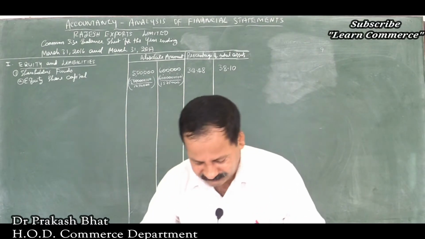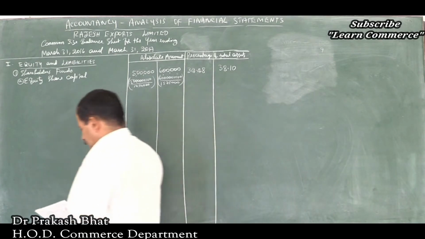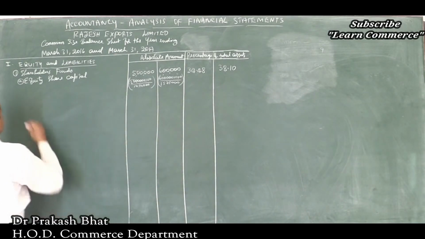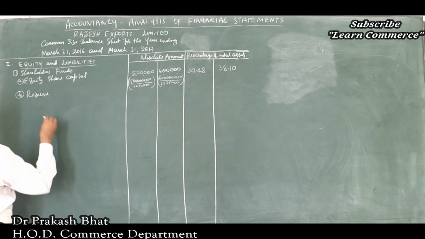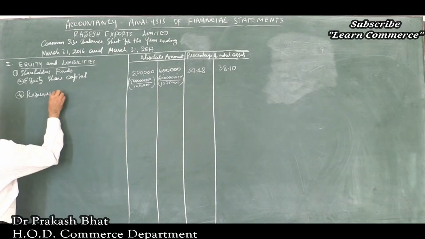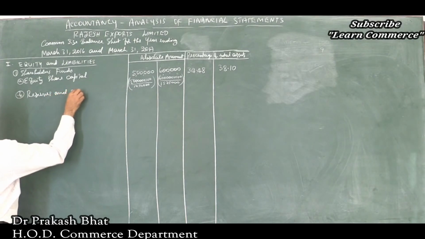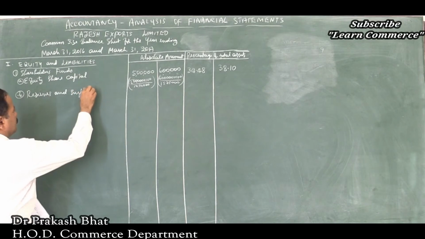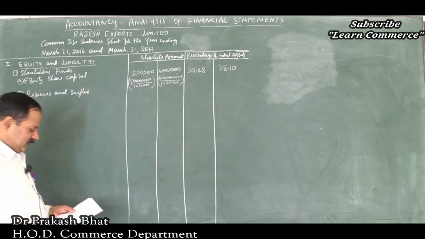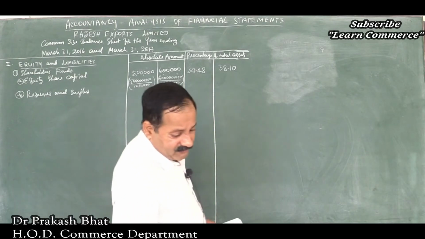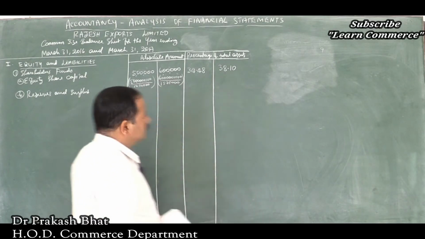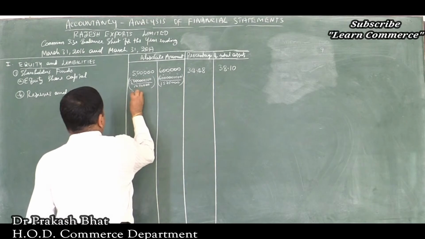Then reserves and surplus. Second one is B. Reserves and surplus comes under shareholders funds only. Write the figure. How much? 3 lakh and 3 lakh 50,000. Is that correct? Yes, it is. 3 and 350.